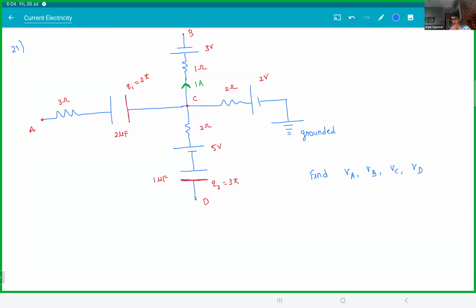So the charge is not constant, right? T is time. This is actually a non-steady state. I told you steady state meaning what? The charges and the currents become constant in the branches.